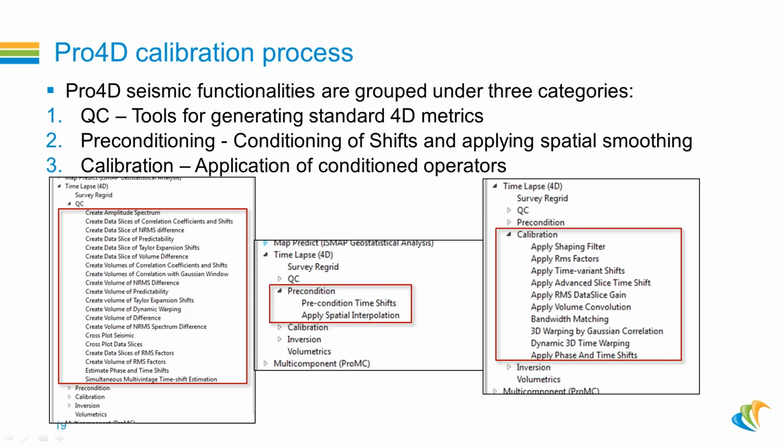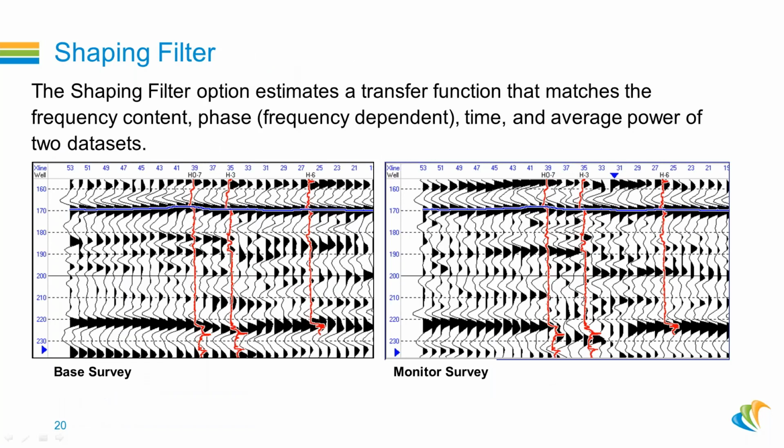An example shown here is the shaping filter. The Pro4D filter option estimates a transfer function that matches the frequency content, the frequency-dependent phase, and the average power of the two datasets, meaning the monitor to the base survey. It uses a Wiener-Levinson time domain filter for matching, where the cross correlation of the two datasets is matched to the autocorrelation of the reference.